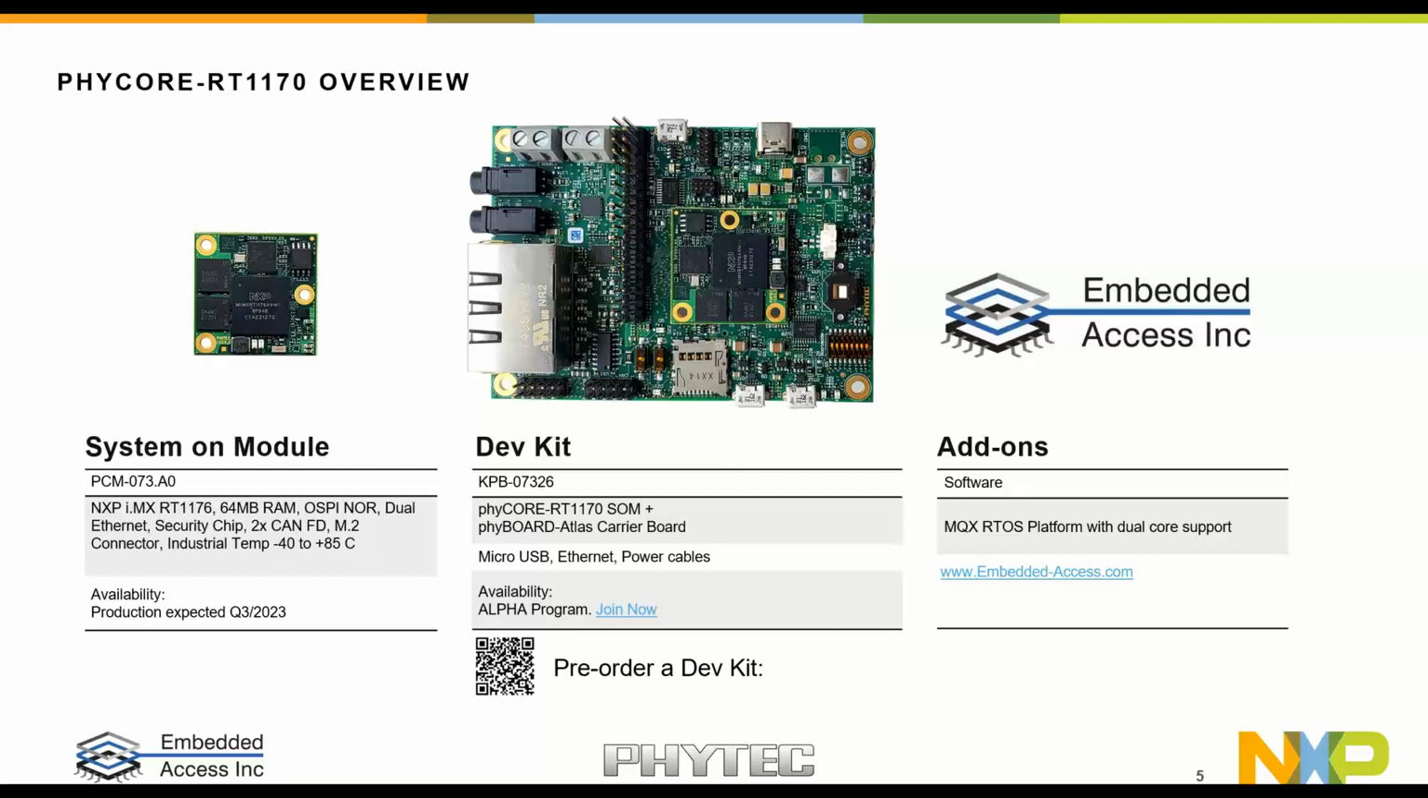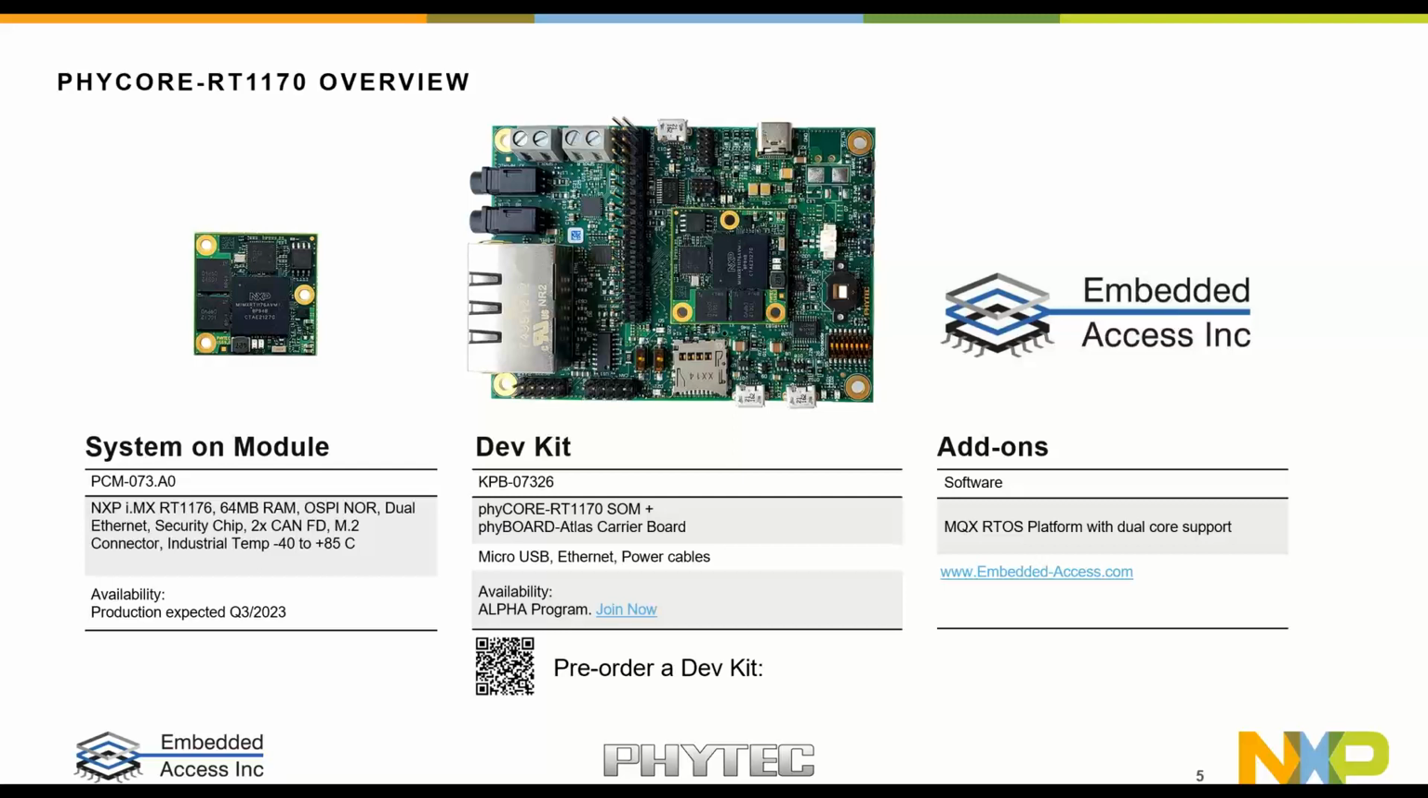When the production level hardware is available, we will replace the alpha hardware for you with the production hardware at no additional cost. So again, we're trying to make it really easy for you to get started now with this processor. Now, I didn't talk about software.